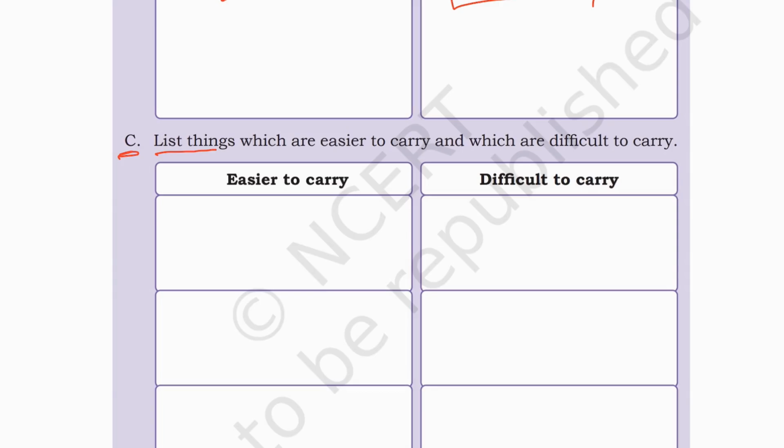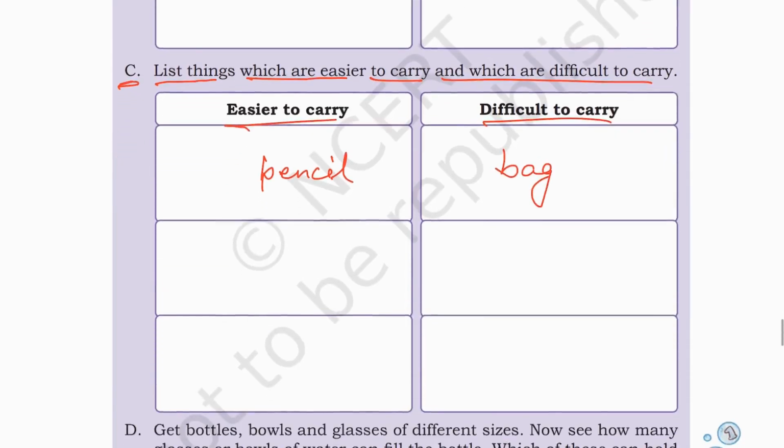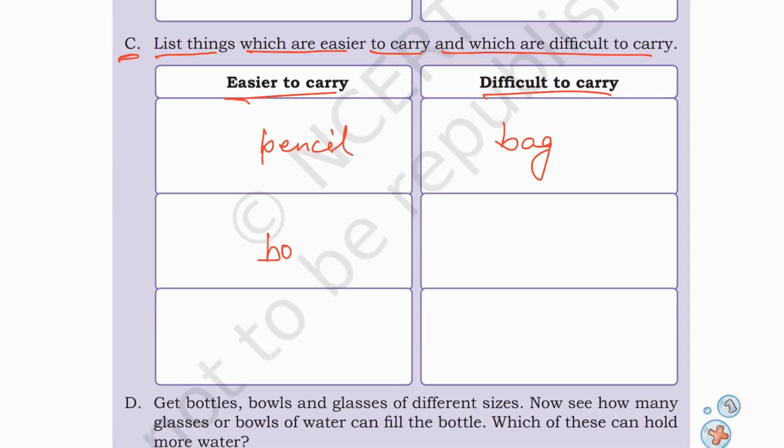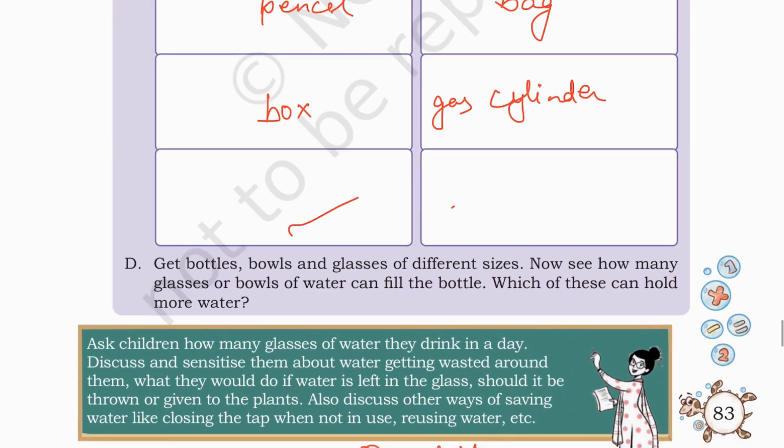C, list the things which are easier to carry and which are difficult to carry. Easier to carry such as pencil, pen. Difficult to carry, bag. Easier to carry, box. Difficult to carry, cylinder, gas cylinder. You can fill like this.